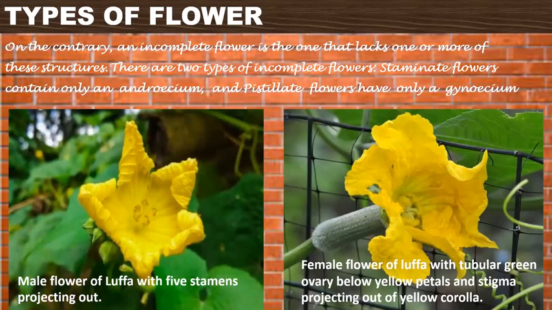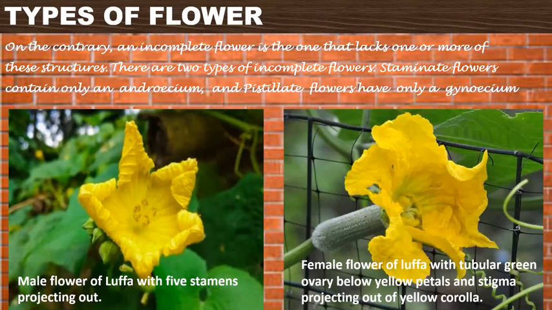On the contrary, an incomplete flower is the one that lacks one or more of these structures. There are two types of incomplete flowers. Staminate flowers contain only an androecium, whereas pistillate flowers have only a gynoecium.